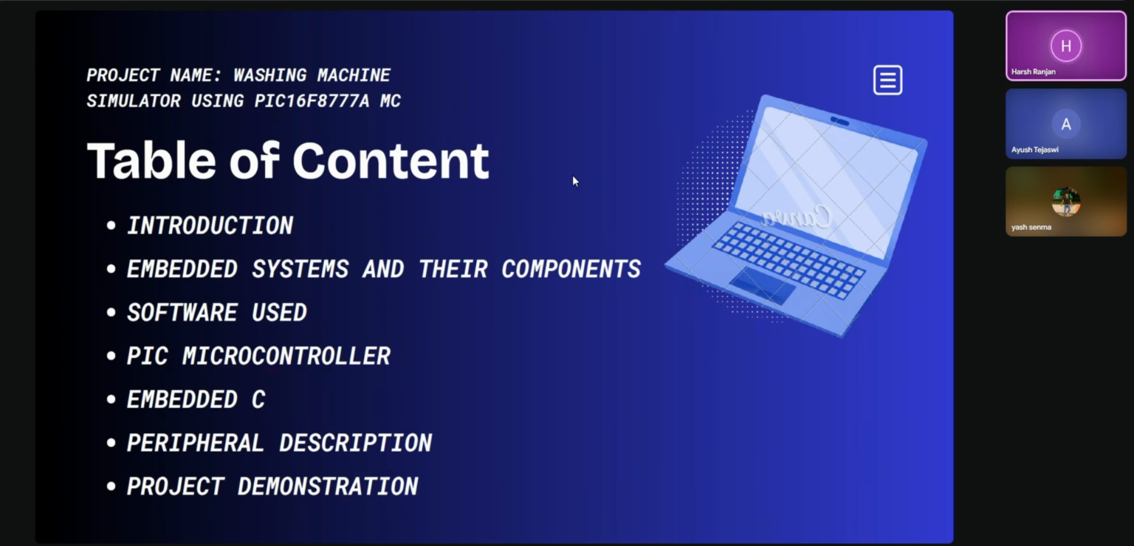Here is the roadmap of our presentation. Introduction: we will understand the problem statement and our objective. After that, we will look into the embedded system overview, key characteristics and classification. After that, components used, a breakdown into hardware and software, the PIC microcontroller, its architecture and relevance to our design, and the programming language, why Embedded C was used and its advantages.